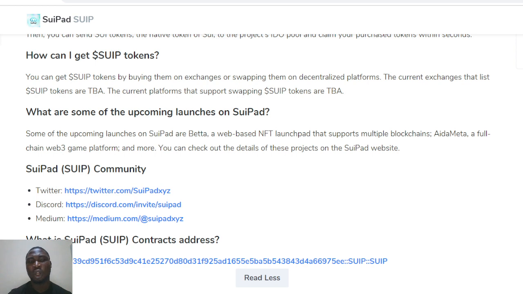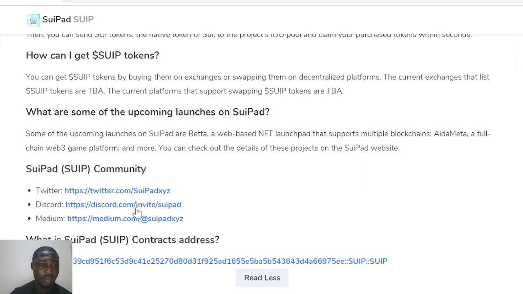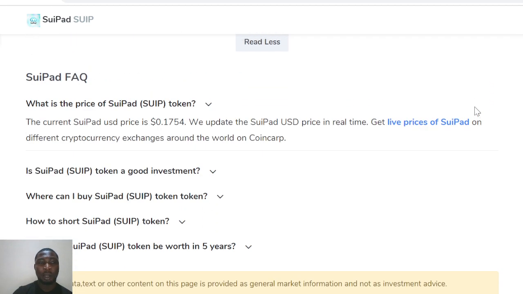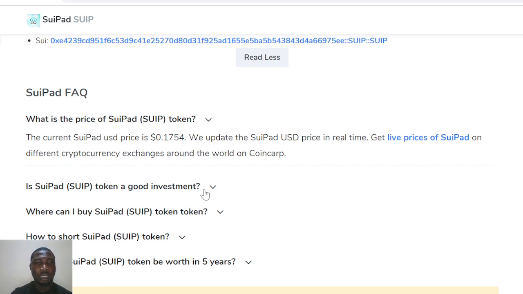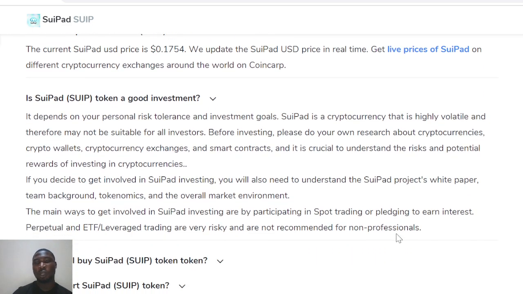So what are the upcoming launches on SuiPad? Some of the launches are on a web-based Web3 launchpad that supports multiple blockchains. They are also thinking of creating an NFT platform that supports multiple blockchains. They have an official Twitter account. Should we check it out? Let's try and see if we can check it out. They have Twitter, Discord, and Medium, where you can check them out to get more information about what they are really all about. All these are basic information that we need to know when talking about this project.